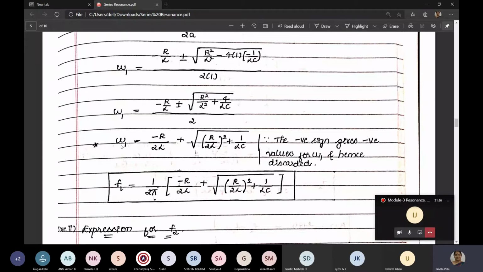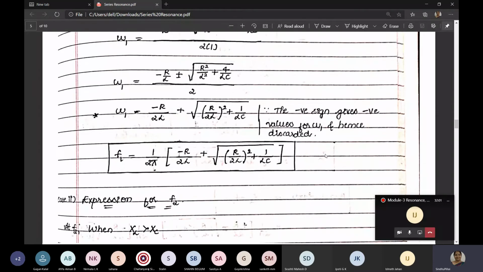At last, omega 1 is nothing but 2 pi f1. So if you write in terms of f1, the 2 pi will come to the right hand side. So the expression for f1 is equal to 1 by 2 pi into minus R by 2L plus root of R by 2L whole square plus 1 by LC. So this is the expression for f1.